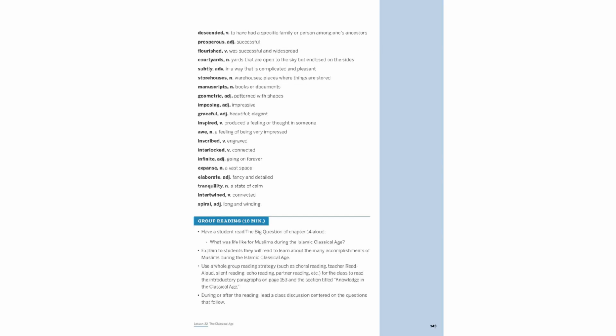During the Islamic Classical Age, Muslims experienced a period of prosperity and cultural flourishing. This era was marked by impressive architectural achievements, such as geometric courtyards and imposing structures. Manuscripts and knowledge flourished, with storehouses preserving vast amounts of information. The era inspired awe through its elaborate designs and intertwined cultural advancements, creating a legacy of tranquility and intellectual growth.